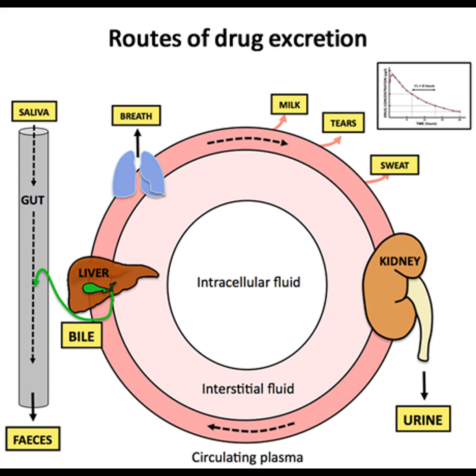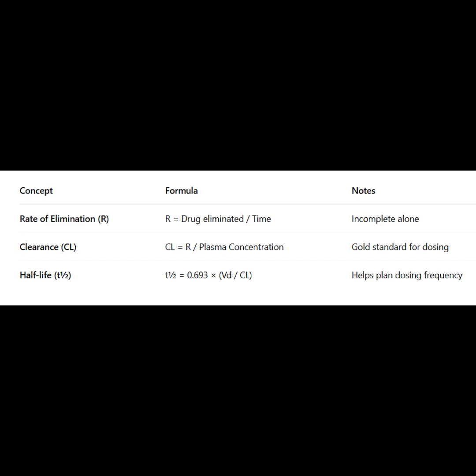Key pharmacokinetic formulas are below. Before we wrap up, here are a few key formulas every student should know. Coming to the rate of elimination, the formula is drug eliminated by the time taken. And coming to the next thing, that is clearance. Clearance is equal to rate of elimination by plasma concentration. This is the gold standard for dosing. Next formula is for the half-life, T-half. T-half is equal to 0.693 into volume of distribution by clearance. This helps to plan the dosing frequency.